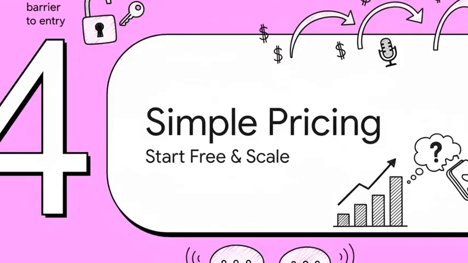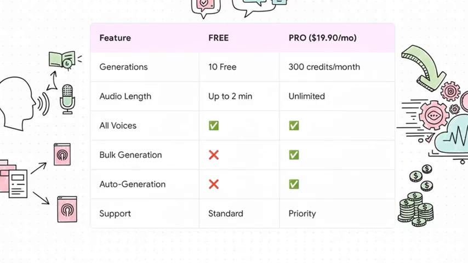Okay, this all sounds pretty powerful, but what's the catch? What's the barrier to entry? Let's take a quick look at the pricing, because it's actually designed to be super accessible no matter what stage you're at. So there's a totally free plan that lets you test the waters. It gives you 10 free podcast generations to try everything out. The audio is capped at 2 minutes, but, and this is a big deal, you still get access to all the voice options. Then, the Pro plan unlocks the whole shebang for about $20 a month. You get a ton of credits, unlimited audio length, and all those amazing time-saving tools like bulk and auto-generation.